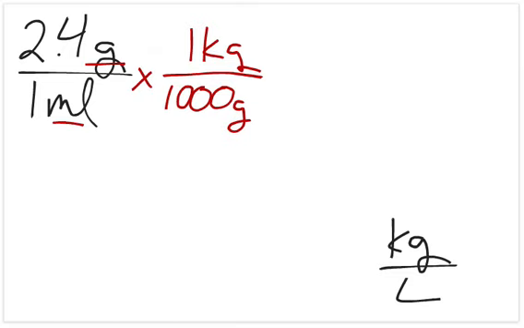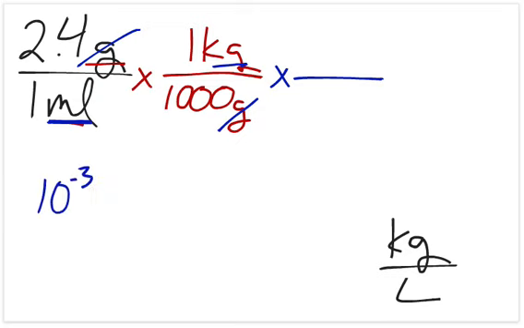So notice I've already solved part of my problem. I've changed grams to kilograms. So I have kilograms per milliliter if I stop right there. I want to change, again, my milliliters to liters. Okay, so that's not too terribly bad. Milliliters is smaller than a liter. It's 10 to the negative third. So 10 to the negative third liters is 1 milliliter. That's what's on my chart.